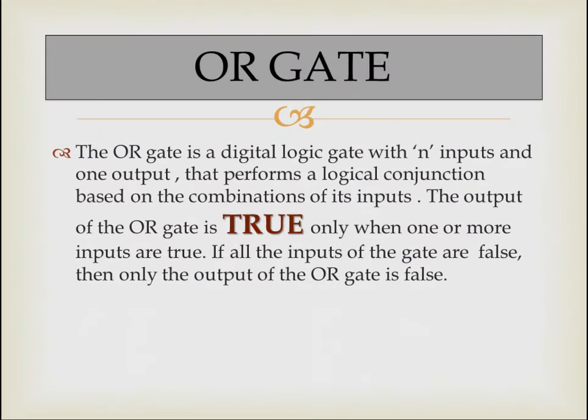Okay, OR gate. The OR gate is a digital logic gate with n inputs and one output that performs a logical disjunction based on the combination of its inputs. The output of the OR gate is true when one or more inputs are true. Only if all the inputs of the gate are false is the output of the OR gate false, which means that if even one input has a source, the OR gate output would be 1.